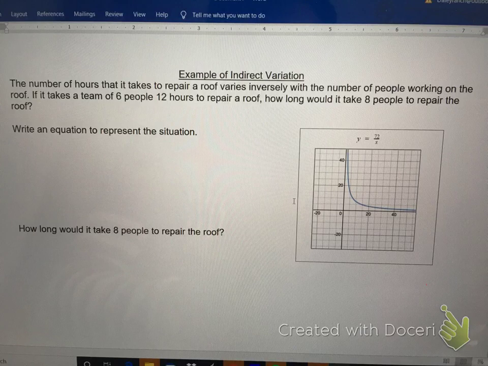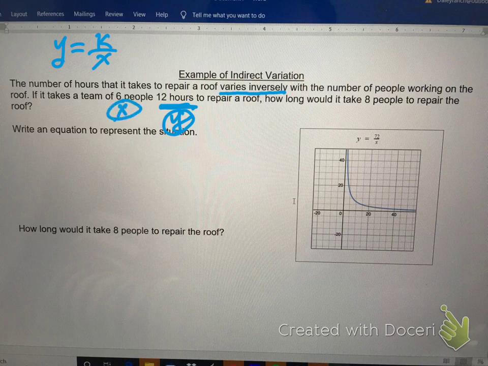Okay, so if you look at this example, the number of hours that it takes to repair a roof varies inversely. So by seeing varying inversely, we know our equation is going to be y equals k over x. The number of hours it takes to repair a roof varies inversely with the number of people working on the roof. If it takes a team of 6 people 12 hours. So how many hours does it take? The number of hours it takes depends on how many people. So number of hours would be my y variable, because it's dependent on the number of people. That would be my x.